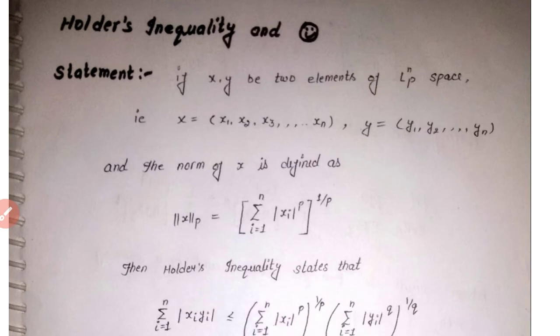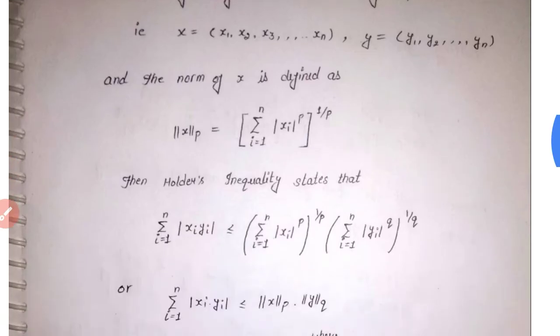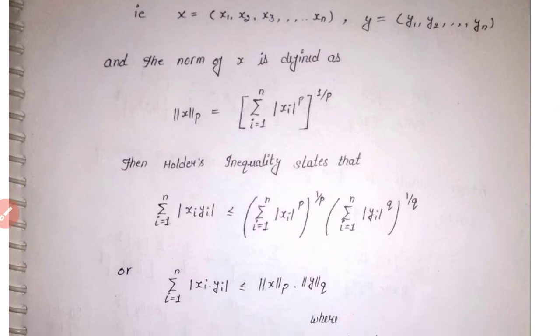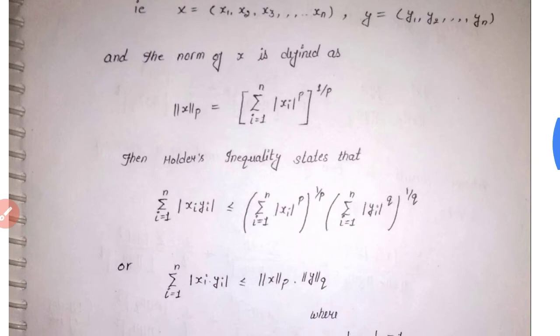Now the question is, what is the L^p space? So the L^p space is just a normed linear space in which the norm is defined as the p-norm. And the p-norm is defined as the summation of i equal to 1 to n of modulus of xi to the power p, and the whole to the power 1 by p.